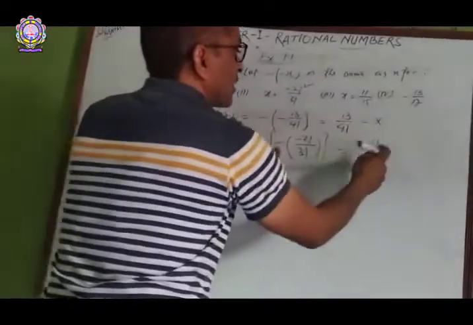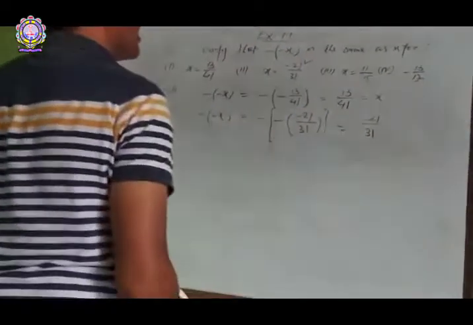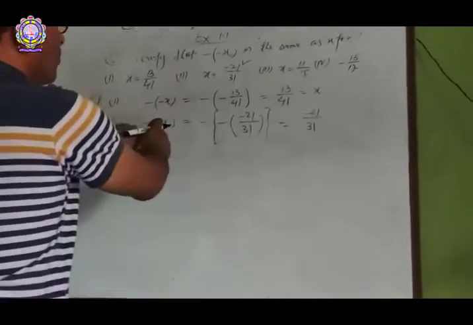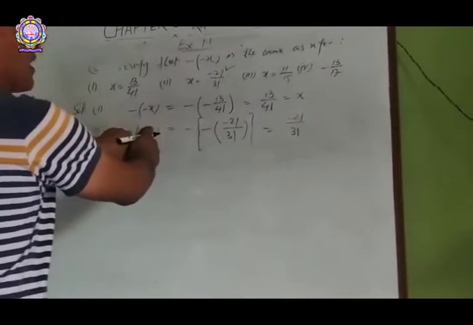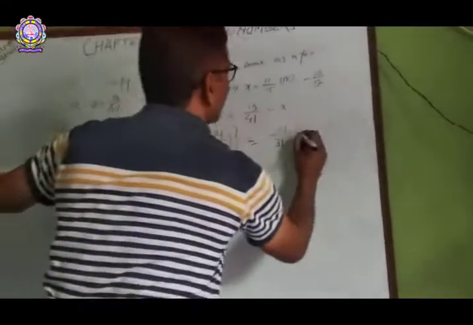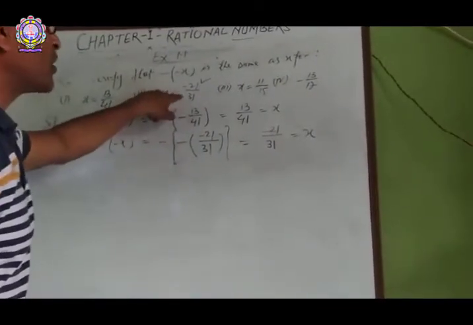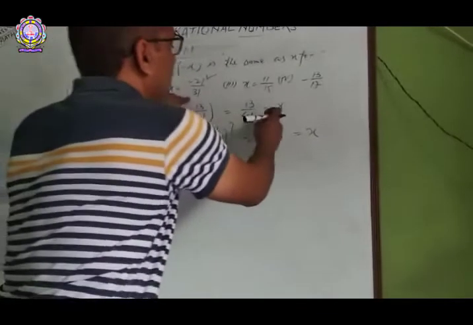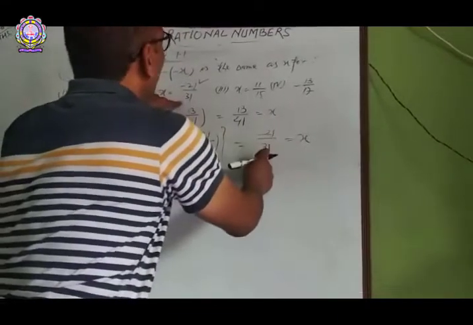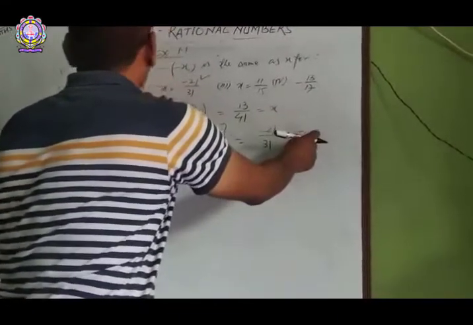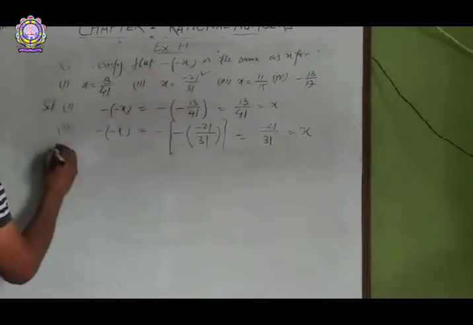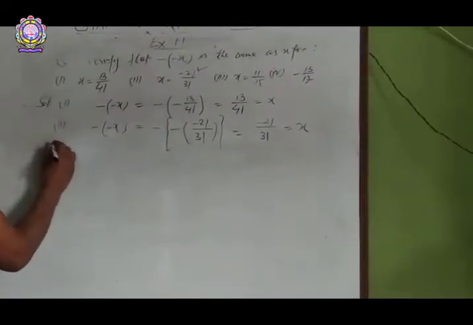Plus minus minus. Here we can say that minus of minus x is same as x. In question part second, x is equal to minus 21 upon 31. Here minus 21 upon 31 is equal to x. It is solved. Now come to the question third.